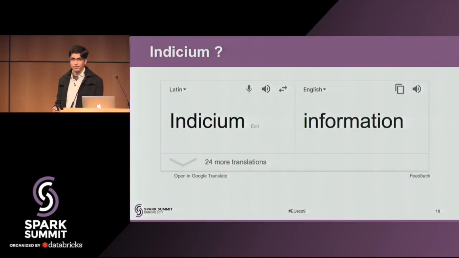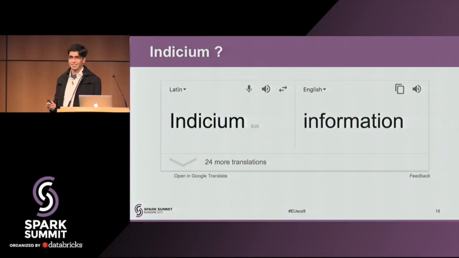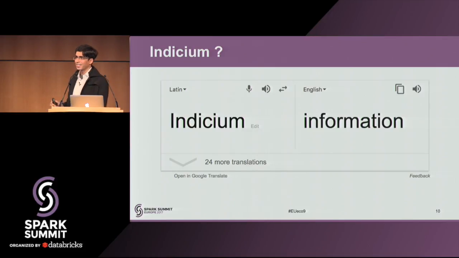So I'm Kapil. I've worked as a data architect building scalable compute and data platforms using technologies like Spark, of course, and Mesos and Docker. And coming back to Indicium, we are almost halfway through the slides. First, let's introduce what Indicium is. It's actually Latin for information, literally. So any user who wants to access information interactively, Indicium was the place to go.